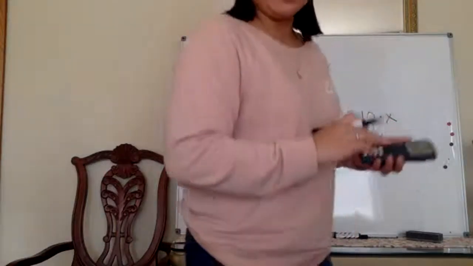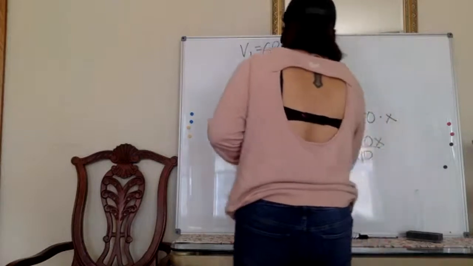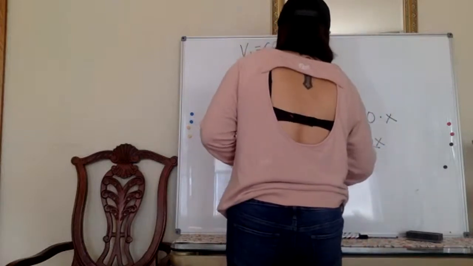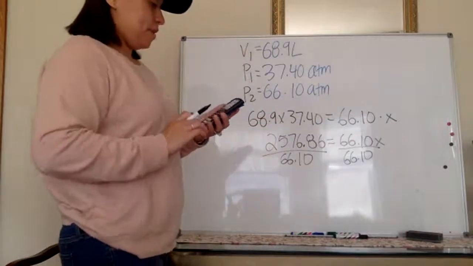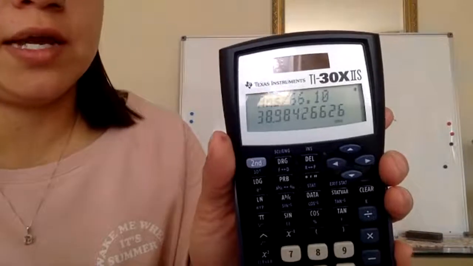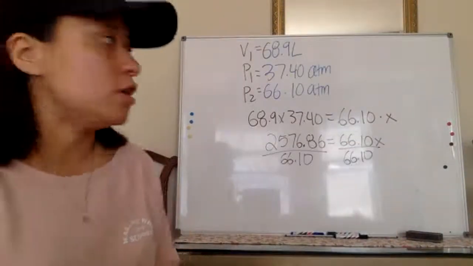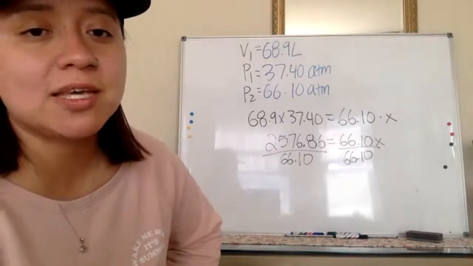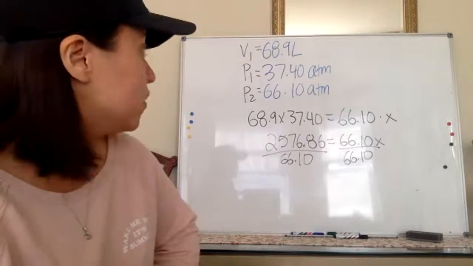And then you're going to divide 66.10 to both sides. And you're going to end up with a big, big number, 38.984566, whatever, okay? So we need to figure out how many sig figs the least number has, because that's how many sig figs we want in our final answer.